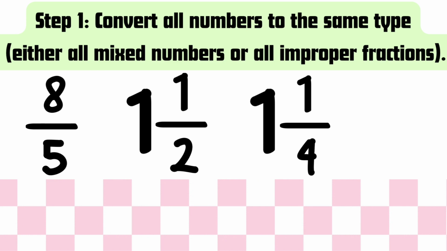The very first step in this problem is crucial. Students must convert all numbers to the same type. They have a choice between converting everything to improper fractions or converting everything to mixed numbers. In this particular case, it's best to convert them all to mixed numbers because this allows for easier comparison by looking at the whole numbers first.